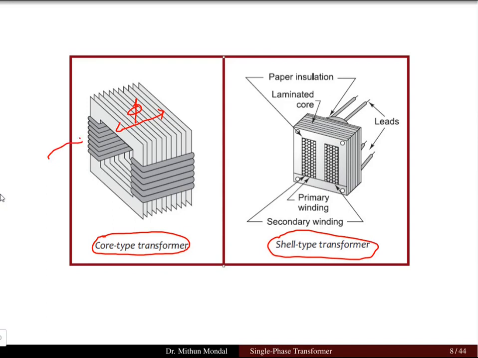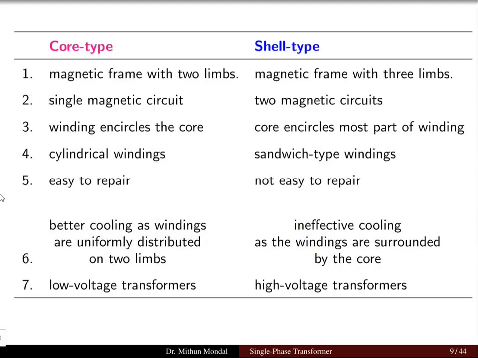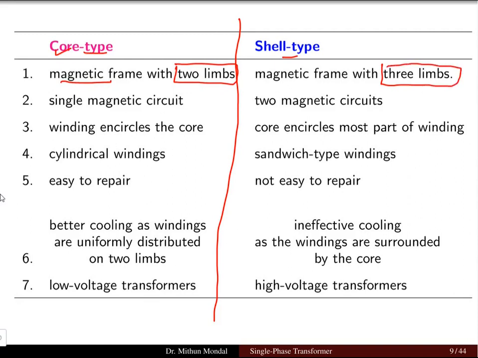One winding may be the primary winding, and the other winding may be the secondary winding. If the winding is surrounding the core, that is known as a core type transformer. In the other type, the shell type, the winding is surrounded by the core, meaning the majority portion is basically the core. Now this is a comparison of the core type and the shell type transformer. In the core type transformer, we see there are two limbs and one magnetic frame, whereas in the shell type transformer we have three limbs and one magnetic frame.